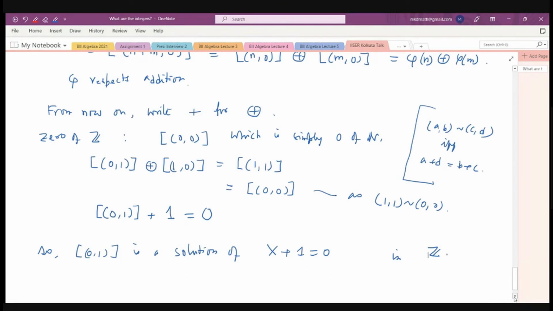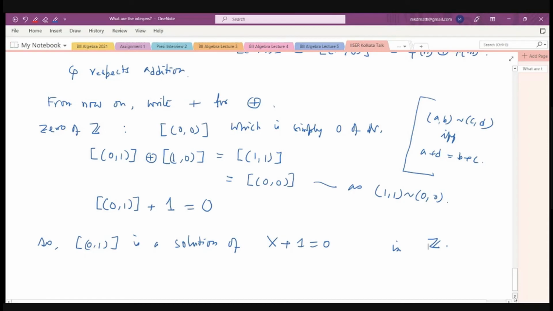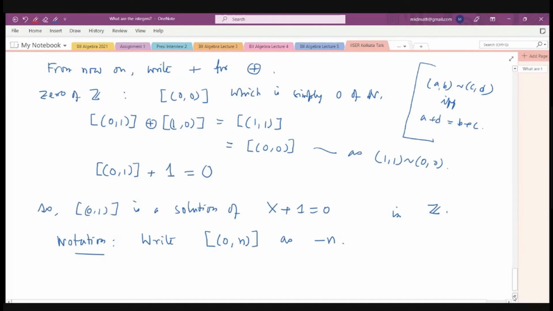So we constructed a solution in Z. Again, I would not like to work with these symbols like ordered pair and square bracket, etc. So from now on, notation: write the class, the special type of element 0 comma n, as this symbol, which I am not saying is minus, I am just putting a horizontal bar, a dash. But you know that this is minus.